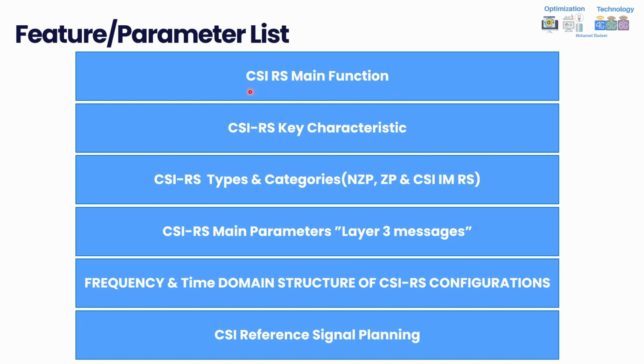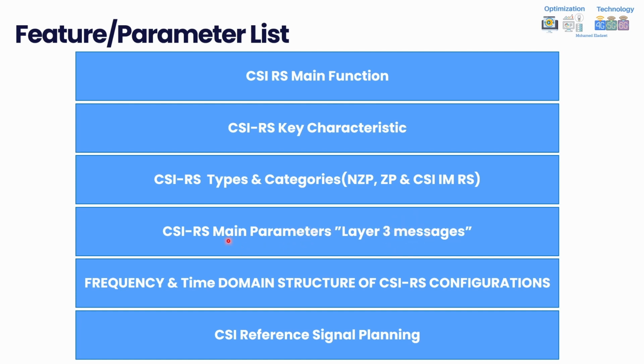The first point we're going to cover is the main function of the CSI-RS. Then we'll go through the key characteristics of the CSI-RS. Then we'll cover the main types and categories, such as non-zero power, zero power, CSI interference measurement, RS, and so on. Then I will go through the main parameters of CSI-RS, which cover the resource allocation and so on. I will give a quick description of all of them. Then I will show which layer 3 messages can be used to check those parameters.